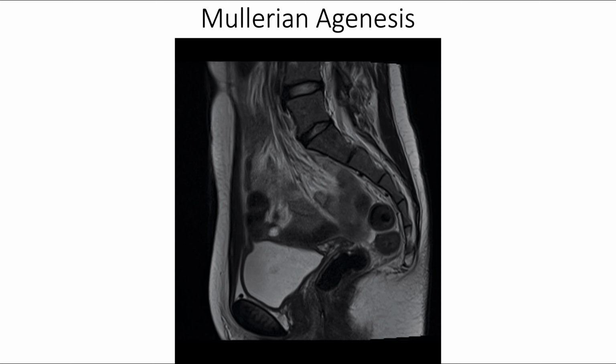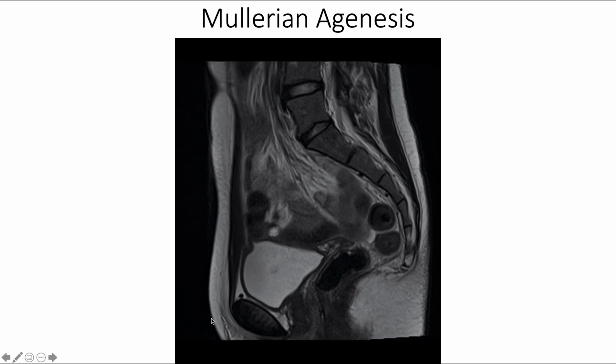The next case would be Mullerian agenesis, otherwise known as Mayer-Rokitansky-Kuster-Hauser syndrome. In this condition, Mullerian ducts, otherwise known as paramesonephric ducts, fail to develop. As a result, the connection between the ovaries and the patient's distal vagina is missing, which can be clearly appreciated in this T2 weighted MR of the female patient.